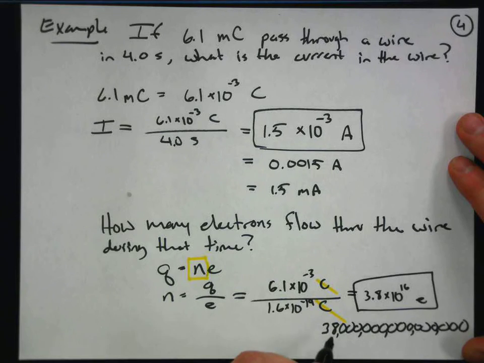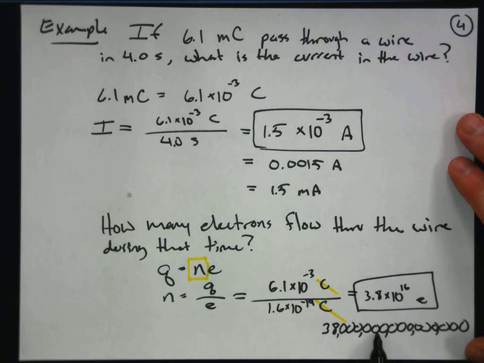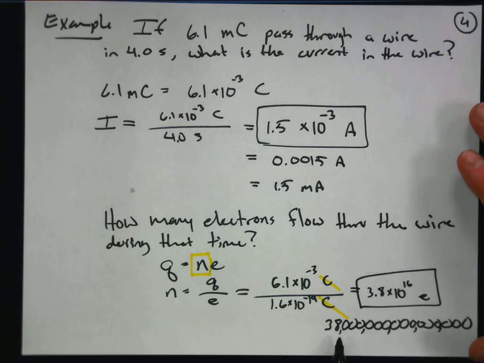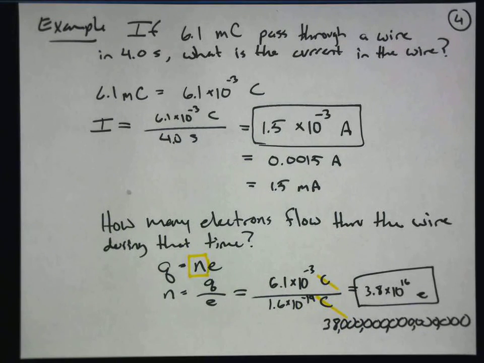The commas help me keep track of things. So there's million, billion, trillion, bazillion or something. No, million, billion, trillion, quadrillion. 38 quadrillion electrons. Oh my goodness.